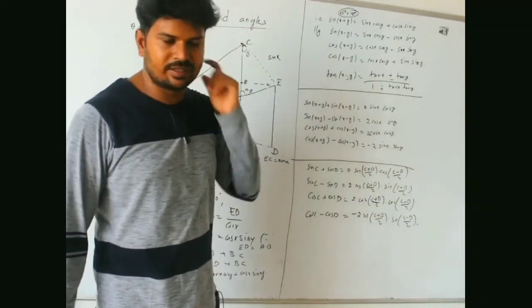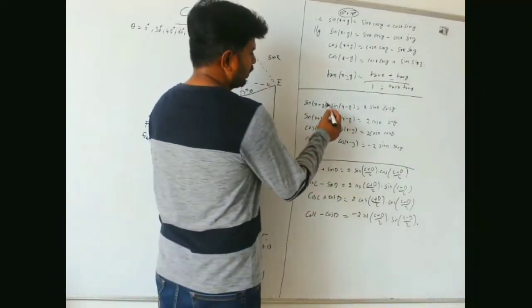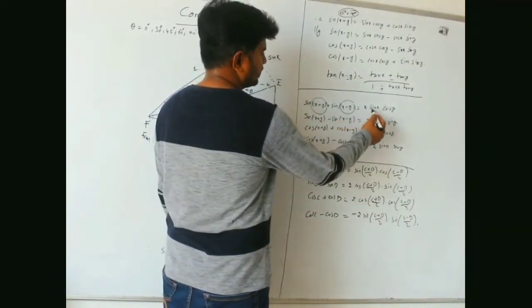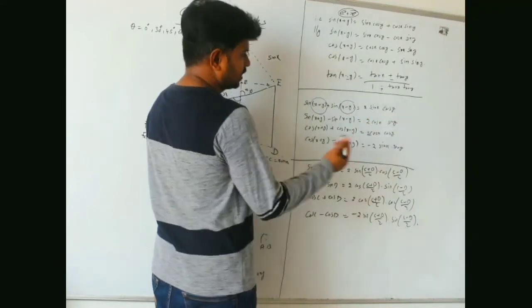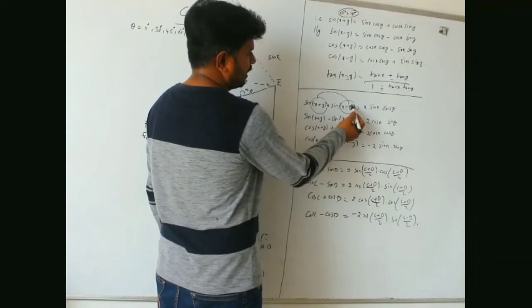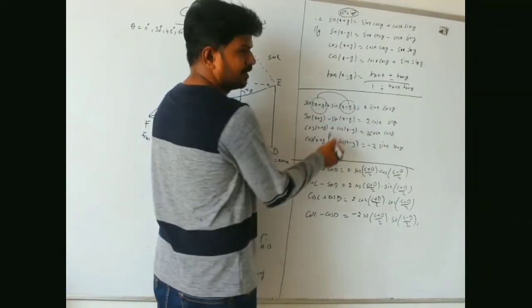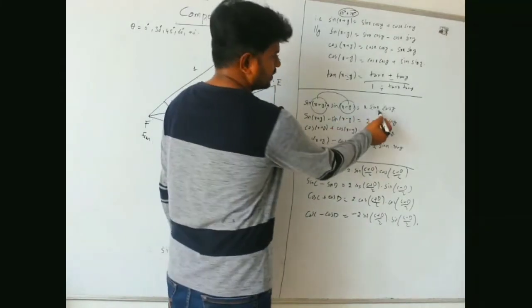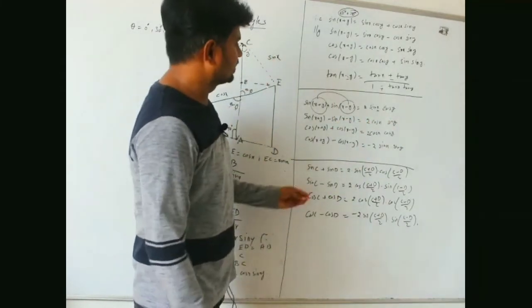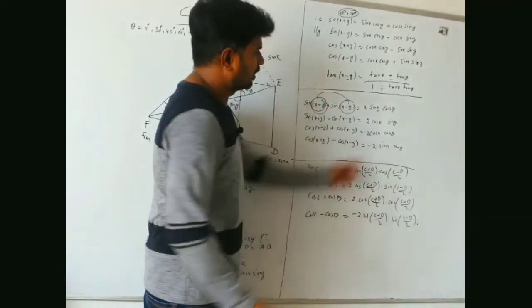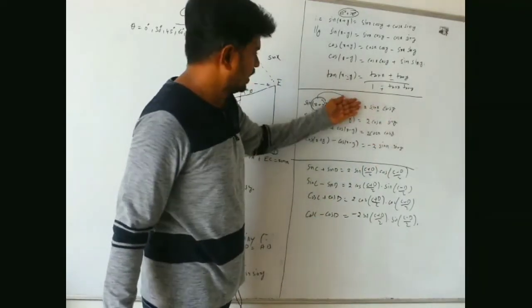But here you have to understand one thing. Whatever you are adding here, sine of x plus y plus sine of x minus y, you will get 2 sin x cos y. It looks like this. Add these two individual angles, x plus y plus x minus y. What happens? The y cancels, 2x will be there, and divide by 2. You will get this. So logically, whatever values are here, add these two and divide by 2, you will get this value.